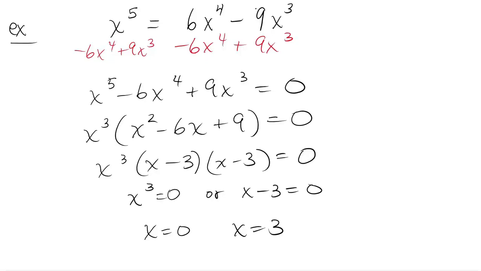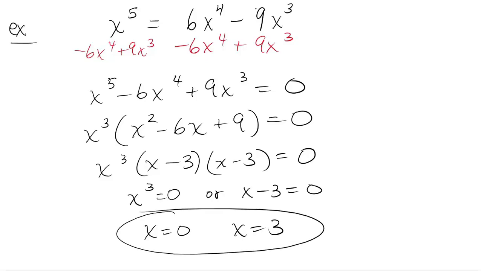A fifth degree equation can have as many as 5 distinct solutions. This one only has 2 because of the repeated factors. We've got 3 copies of x and 2 copies of x minus 3. So just 2 solutions here. Again, nothing we did would generate extraneous solutions, so we don't have to worry about that here. So with these higher degree polynomial equations, you want to get 0 on one side and try factoring.